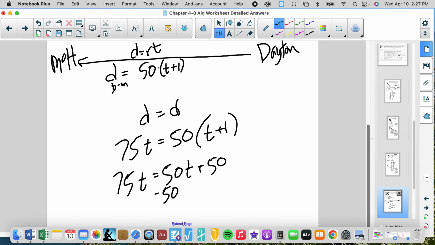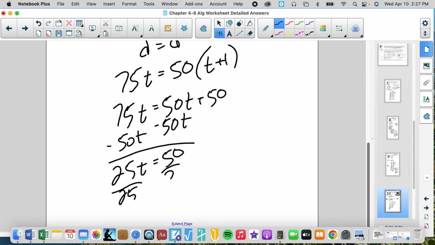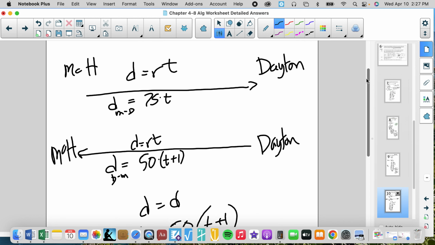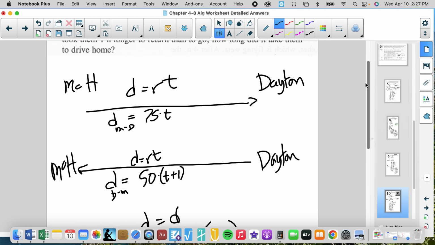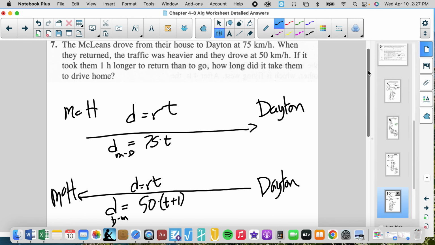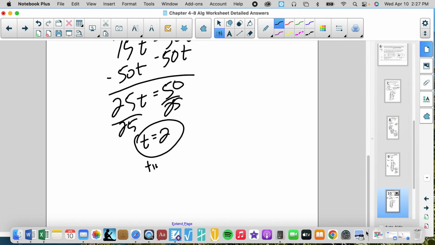Let's move those T's to the same side. You get 25T equals 50. Divide by 25, and we get T equals 2. Remember, we have to understand which T it is associated with. T is to Daytona Beach. That's the way there. T on the way home would be T plus 1. So the question says, how long did it take him to drive home? This is time to Daytona.